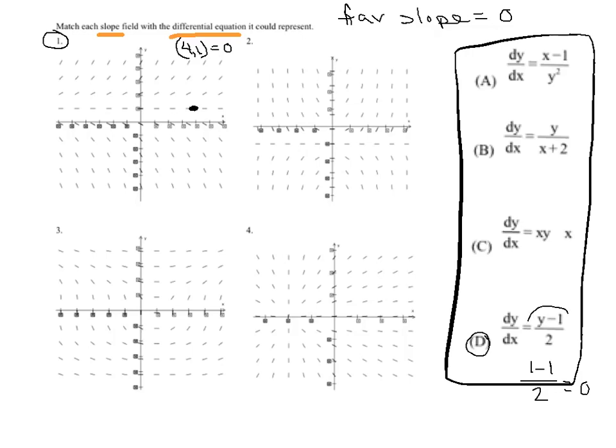So on this differential equation, every time the y value is 1, you're going to get a slope of 0. And that matches up perfectly with this first slope field. So I'm going to say graph 1 matches up with equation D. That is a stone-cold lock right there.